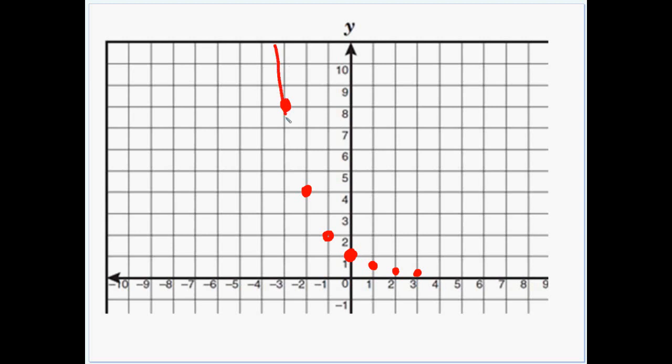So now as we go left to right with this graph, we're sort of heading down toward the x-axis like we're coming in for a landing, but we're never going to touch down.